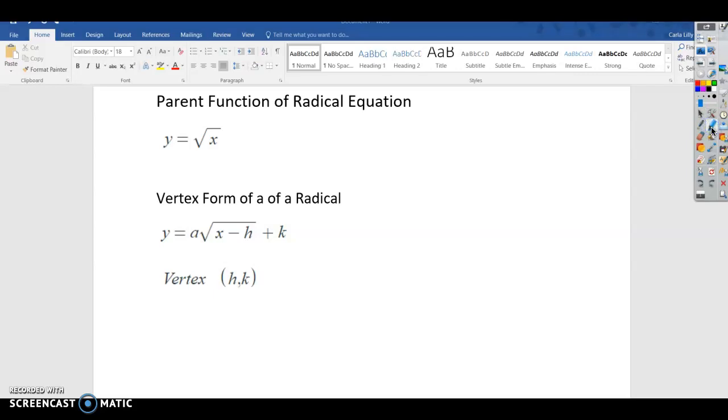Right, today we're going to talk about graphs of radical equations. If you remember, the parent function is y equals the square root of x. This is the most basic radical equation, so that's why it's called the parent function. And then vertex form of a radical equation is y equals a times the square root of x minus h, and then plus k, where h and k are your vertex.